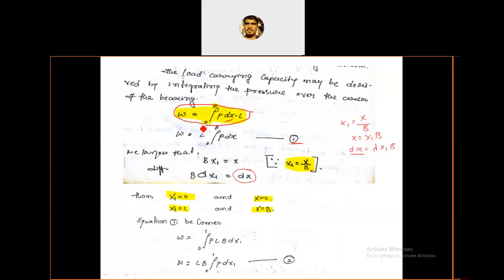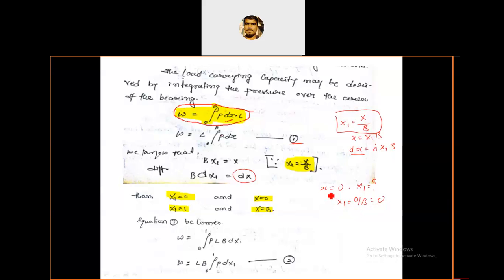At the same time, we have to replace the limits 0 to b, which are with respect to x, by limits in terms of x1. Where x is 0, the first limit, what is x1? x1 is equal to 0 by b, and 0 divided by anything is 0.